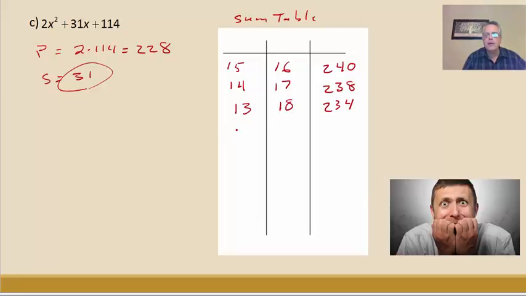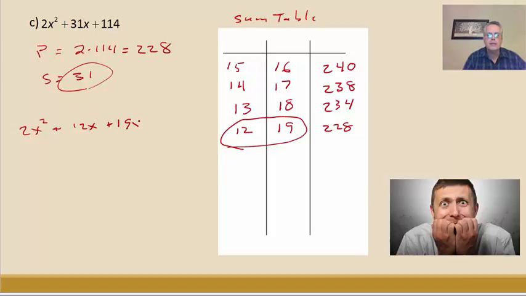If I make this go down by 1 more and this up by 1 more, 12 times 19 is 228. We've done it. We found the two numbers whose product is 228 and whose sum is 31. So now the factoring is going to go kind of the same. So I'm going to have plus 12x plus 19x plus 114.